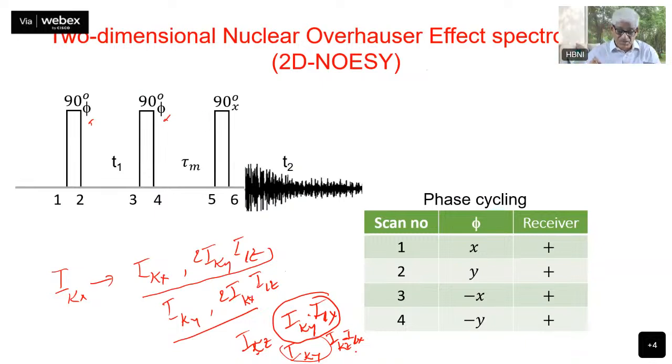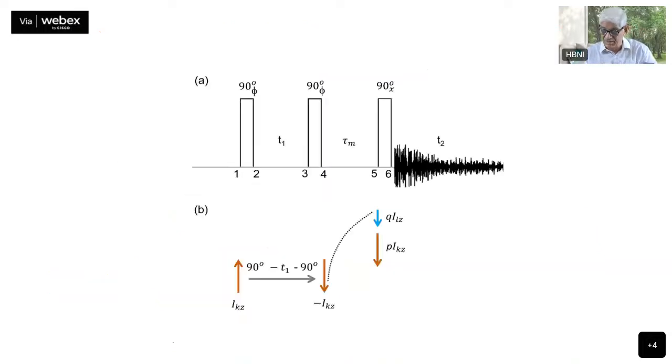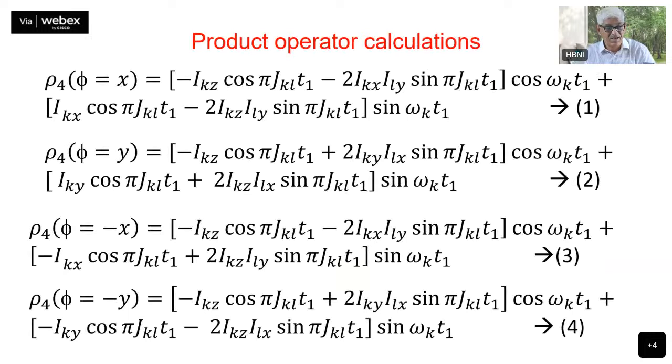As a consequence of this, we will only pick up this term and eliminate all the others. So at the end of this, I will have only IKZ. Okay, let's see if this is indicated in the slide. Do I have the product operator there? Yes, it is there. Product operator.